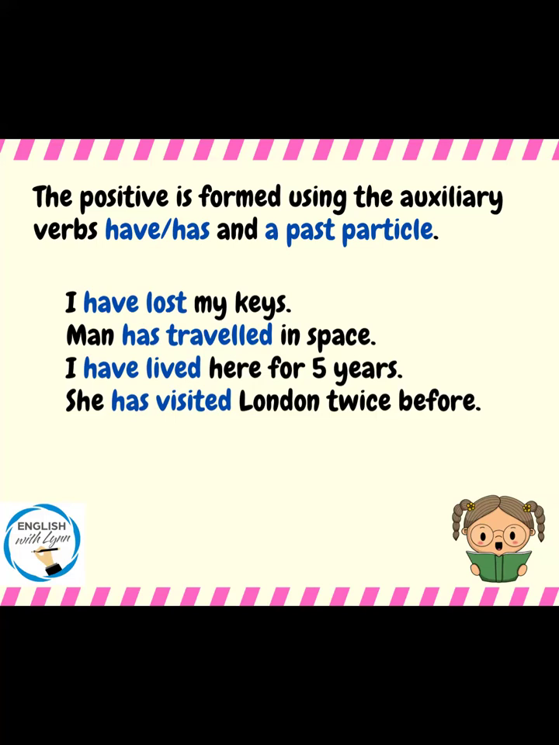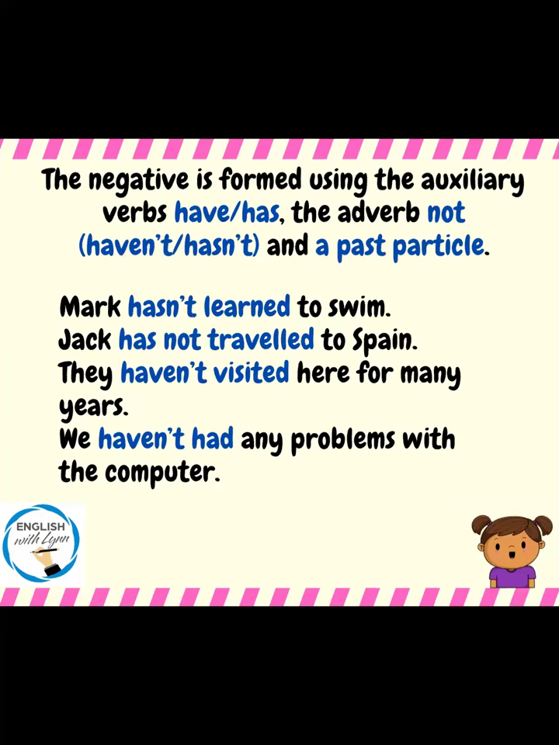To make the negative, we are adding the adverb not. Okay, so I will still need to decide has or have using the rules that we mentioned previously. But what I can do this time is I can make it into a contraction. So have not would become haven't, has not would become hasn't. And then I would put my past participle to make my verb chain. So Mark hasn't learned to swim, so he is not able to do that. It's something he hasn't accomplished yet.